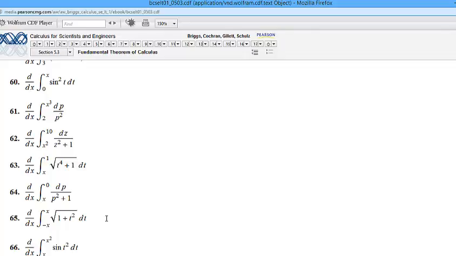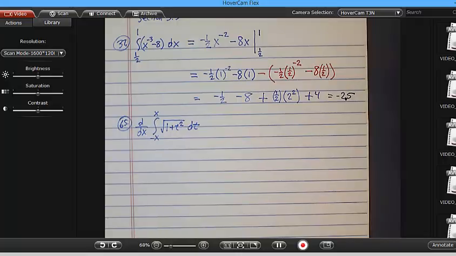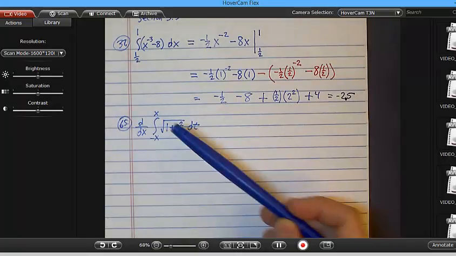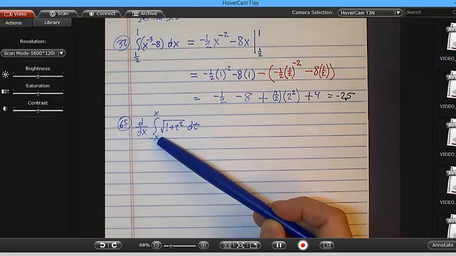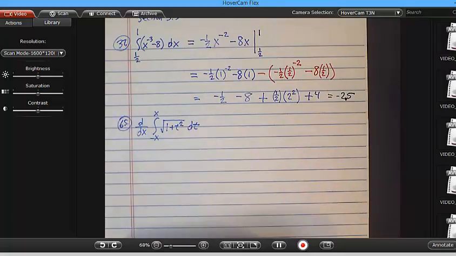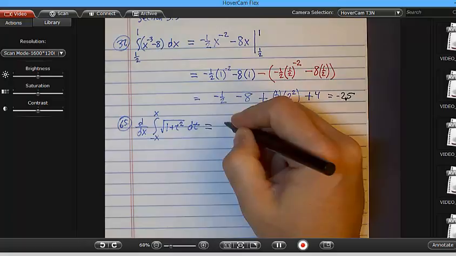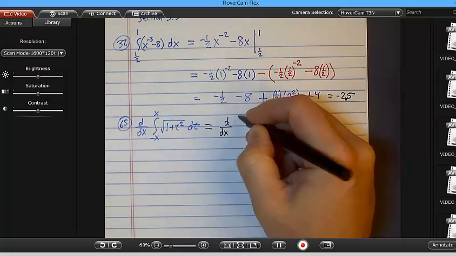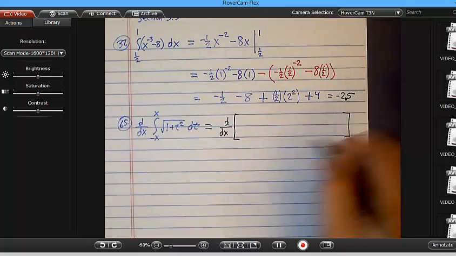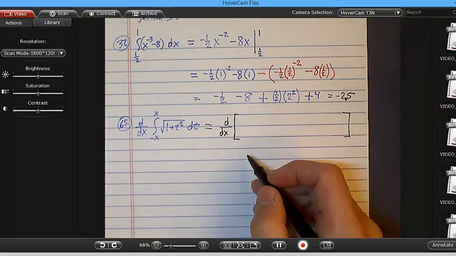Okay? We have to do it the short way, but the problem is, let me go to what I'm working on. The fundamental theorem works if you have a lower limit of a, some constant, and an upper limit of x, which is my variable. So, I guess what I would recommend is this. I'm going to start this problem by saying this is equivalent to the derivative of, and I'm going to write it as a sum of two integrals.